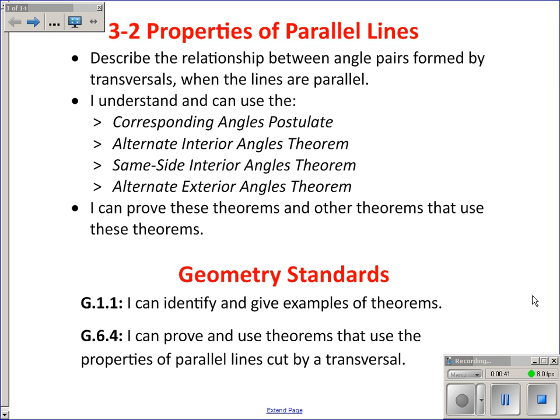And we're covering two geometry standards, G.1.1, that you can identify and give examples of theorems, and G.6.4 that you can prove and use theorems that use the properties of parallel lines cut by a transversal.